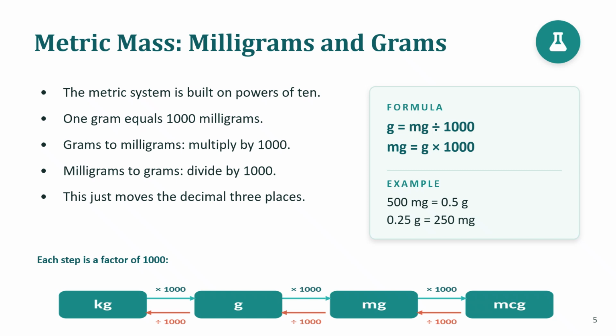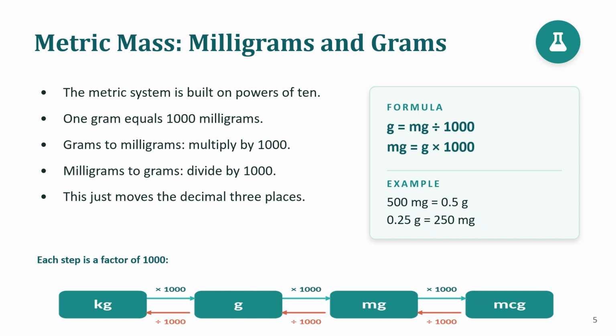It helps to picture the metric ladder shown here at the bottom. Kilograms, then grams, then milligrams, then micrograms, each step a factor of 1,000. Move down the ladder towards smaller units and you multiply. Move up toward larger units and you divide.